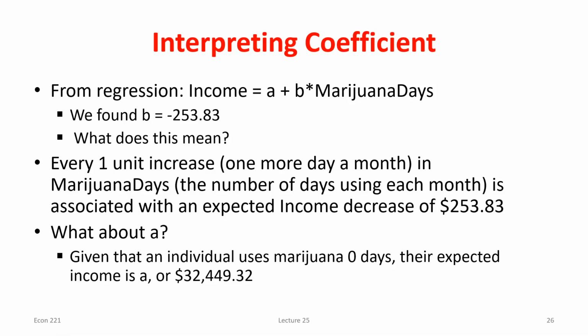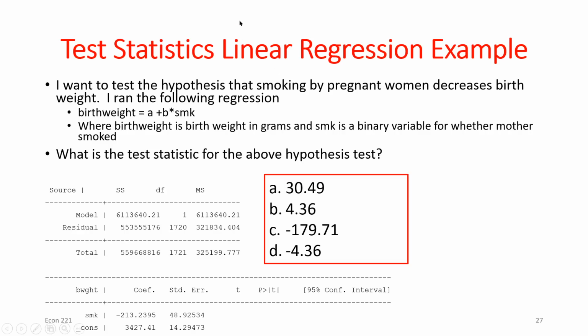Okay? So we now have a general form of how we interpret both the intercept and the slope coefficient, or the coefficient estimate for the relationship between the x and y variable. Let's look at a couple more examples, and I'll show you how we can do this in Excel a little bit as well. So I've got this linear regression example now.